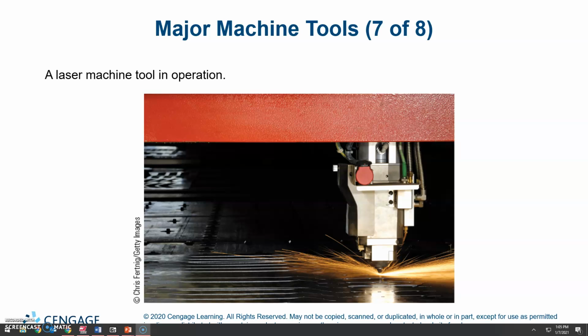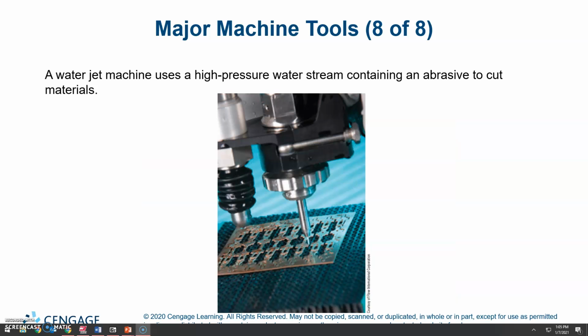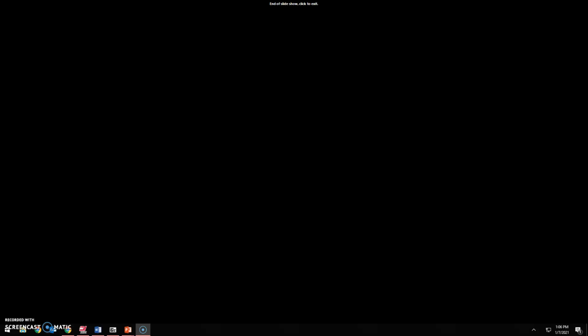A laser machine tool in operation. There's a water jet. And that's the end of the slide. So that's unit 1. We'll try to keep these pretty short, and then we'll go to the next section.